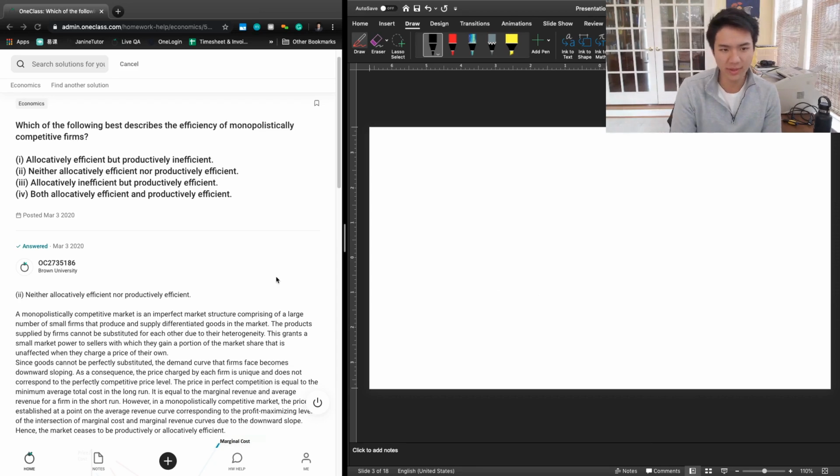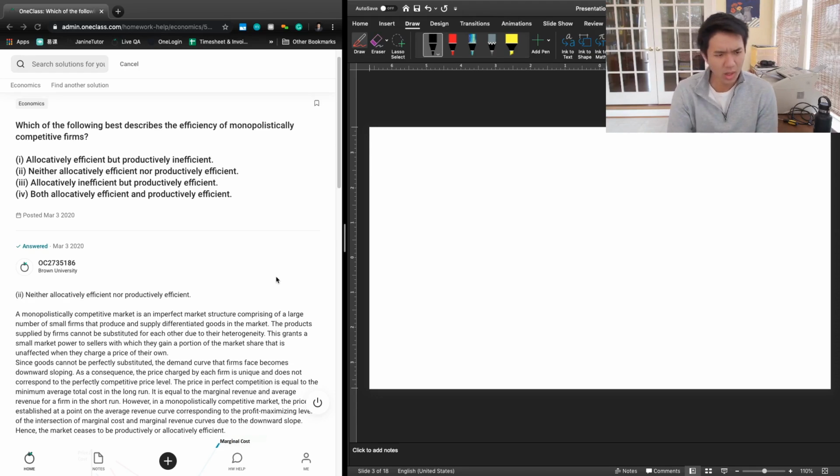So the next question says, which of the following best describes the efficiency of monopolistically competitive firms? Answer choice A says allocatively efficient but productively inefficient. B says neither allocatively nor productively efficient. C says allocatively inefficient but productively efficient. D says both allocatively efficient and productively efficient.